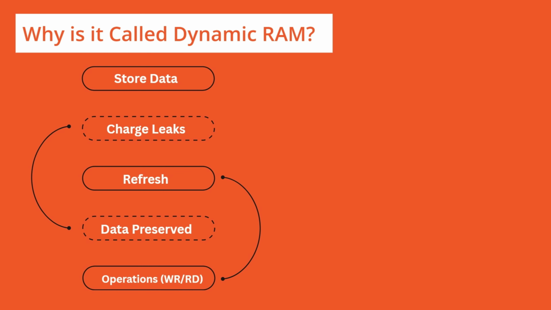So that's why I have shown over here through 5 steps. First we store our data in a DRAM cell. Meanwhile, the charge will leak. We give the refresh command so that our data is preserved, and after that, a write or read operation will be performed.